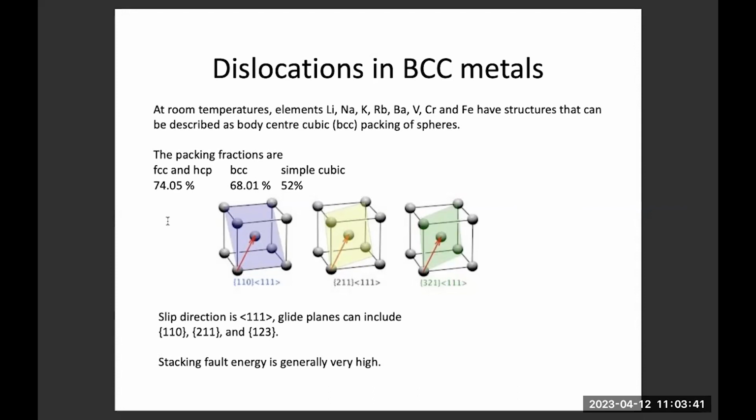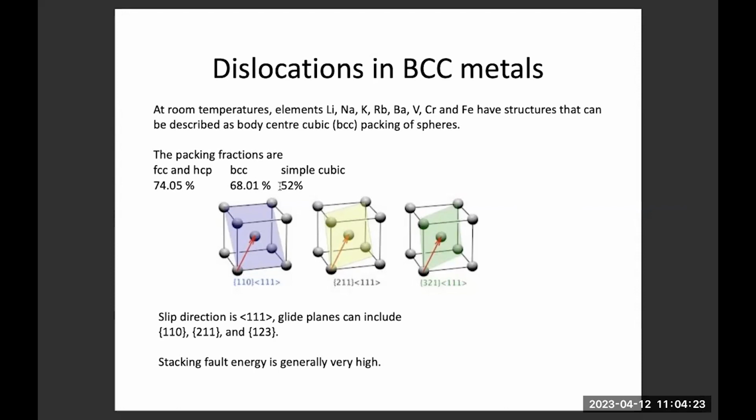And once you check the atomic packing factor, BCC is 68%. So BCC is not close packed, unlike FCC, which is a close packed system. BCC crystal structure is not close packed. So one question. For FCC, we have 12 slip systems. For BCC, we have 48 slip systems.